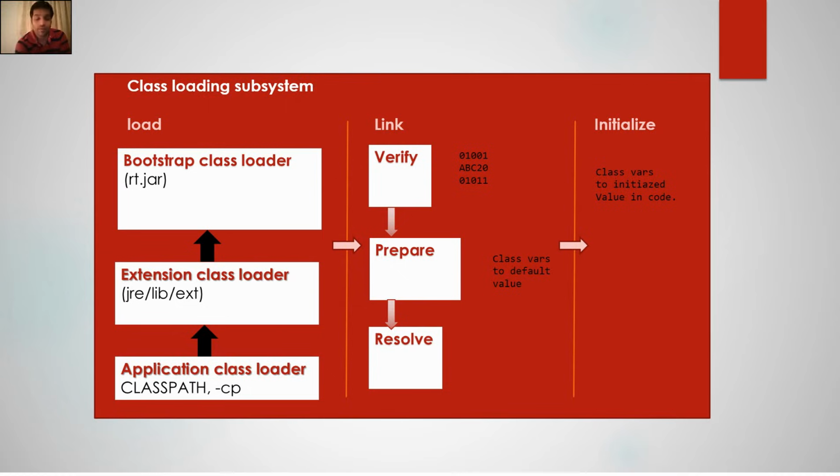So in the prepare phase, for example, we talked about a public Boolean isCorrect equal to true, right? When its memory was allocated, it was set to false initially. And now in the initialize phase, its actual value that we mentioned in the code is set to that memory area. Okay, so those are the three different phases involved in class loading.